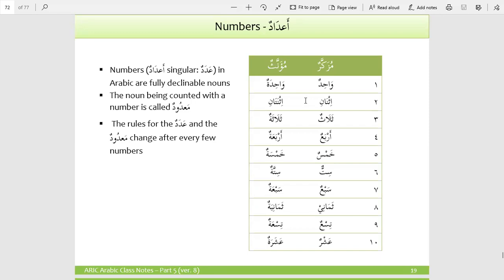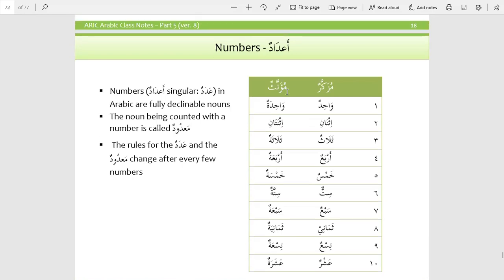Welcome to this lesson. We are looking at numbers, adadun, which is numbers. Adad means number. So we are going to be looking at that in this lesson, inshallah. So let me bring my annotation, my spotlight, sorry.